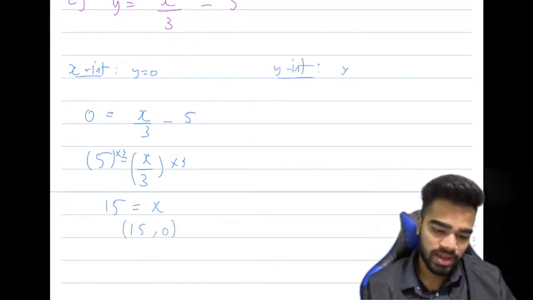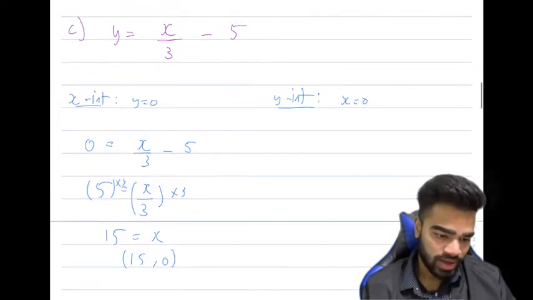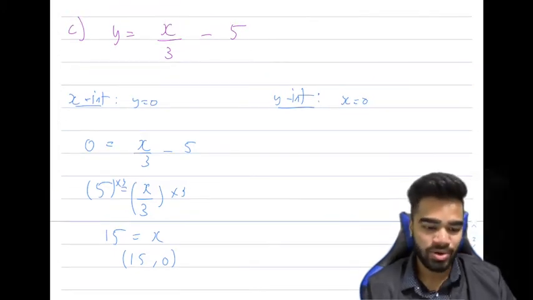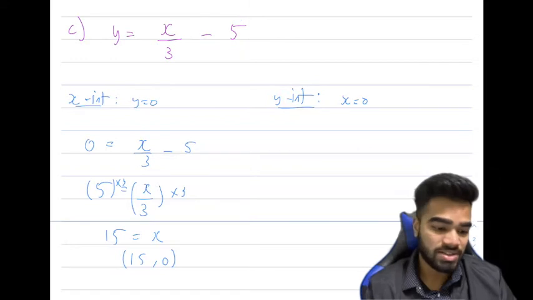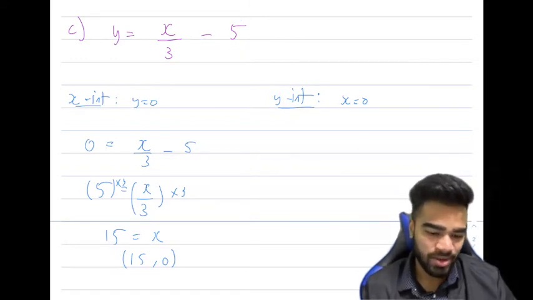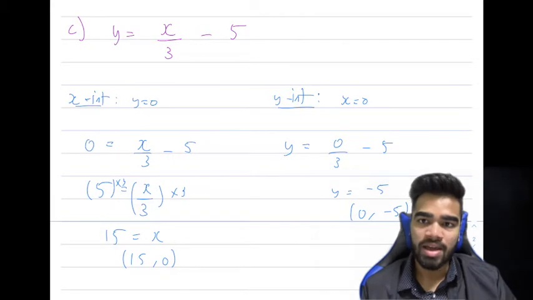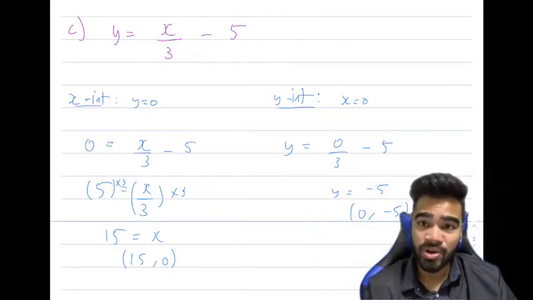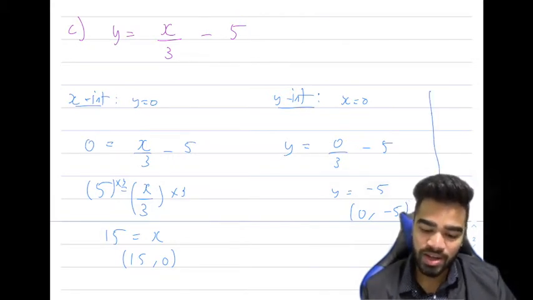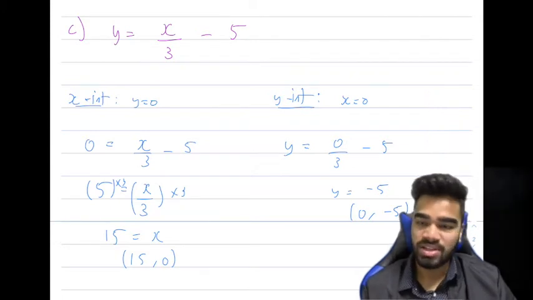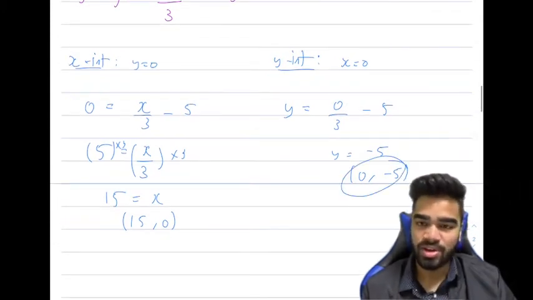Same thing with the y-intercept. Okay, for the y-intercept, x equals 0. Now, you might say we already know the y-intercept because it's in gradient-intercept form, so it's -5, but let's sub it in anyway. Y is equal to 0 over 3 minus 5. Y is equal to -5, so the coordinates are 0, -5. Again, if you know the y-intercept is -5, there's no need to do this part. There's no point. So just get this coordinate straight away in the sketch.